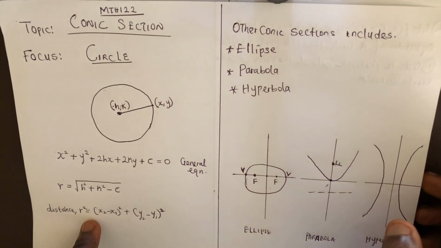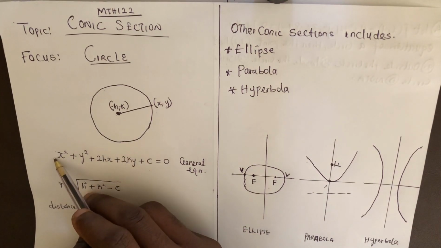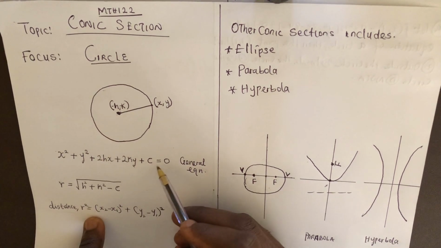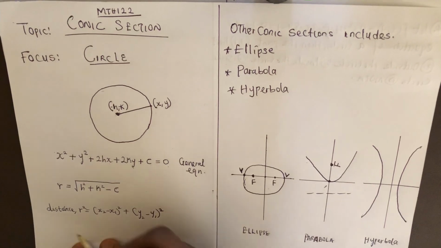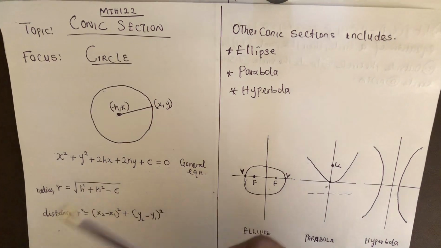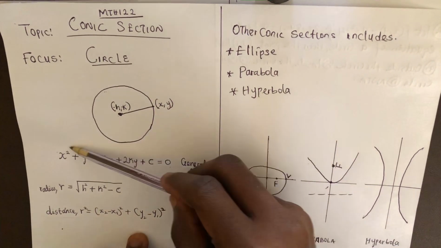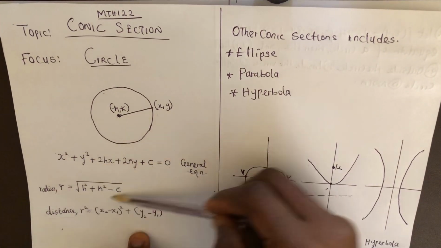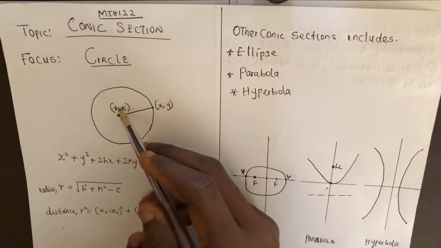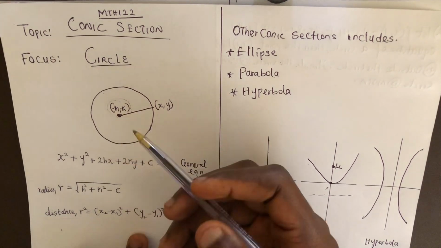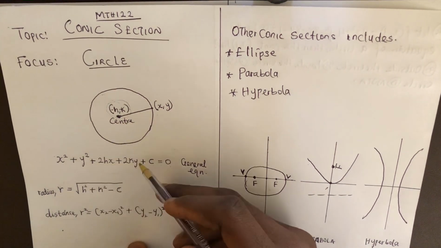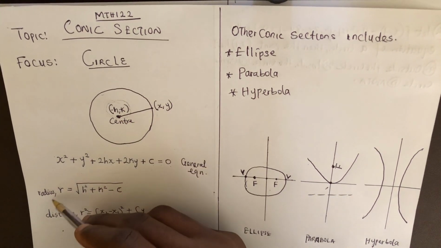The general equation of a circle is x squared plus y squared plus 2hx plus 2ky plus c equals 0. Now, for you to be able to obtain the radius with respect to the general equation of this circle, sometimes you may be given the general equation and then asked to find the radius. Okay, it's very easy. First of all, you have to find the center. Remember, this is the center of the circle. So from the general equation of the circle, we have to find the center. Afterwards, you can now find the radius.